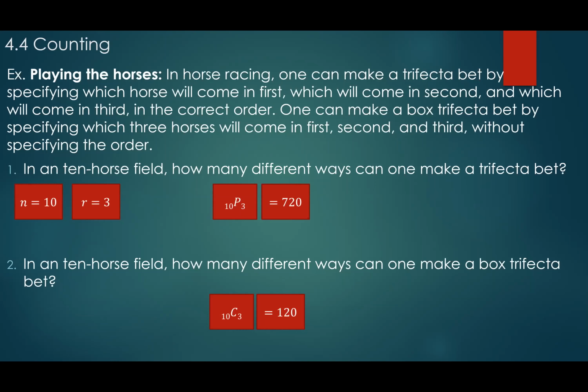Mr. Chen, may you explain how you could know that order matters or does not matter? Because right here, for this particular problem, they tell you that you have to choose the horse that comes in first, second, and third, and the order has to be correct. Meaning whatever horse you choose to come first has to come in first, whatever horse comes in second has to come in second, and whatever comes in third has to be in that particular order. And for the box trifecta, they tell you without specific order, so it doesn't matter, any order.